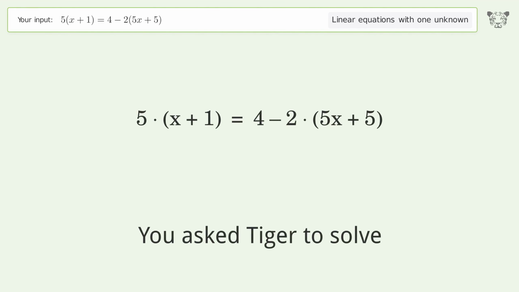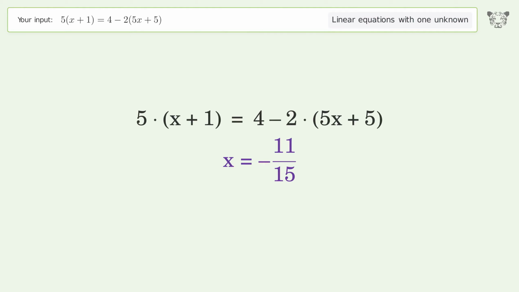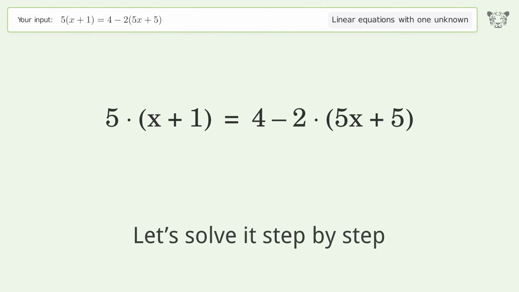You ask Tiger to solve this. This deals with linear equations with one unknown. The final result is x equals -11/15. Let's solve it step by step.